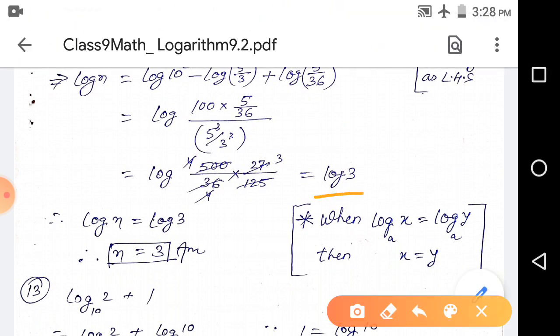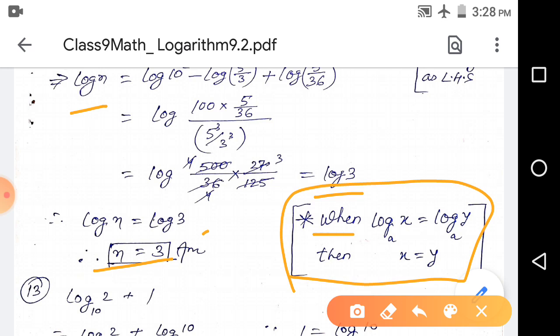So here we have log n on the left hand side and log 3 on the right hand side, so n equals 3. This is the answer. This is the condition we have used here: when we have log base a of x equal to log base a of y, that means both terms are equal, so x is equal to y. That is what we have done here, n equal to 3.